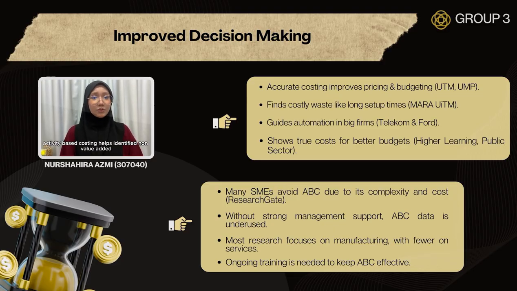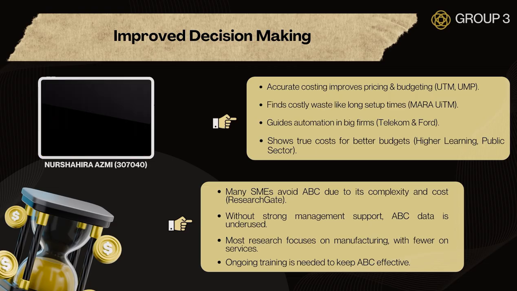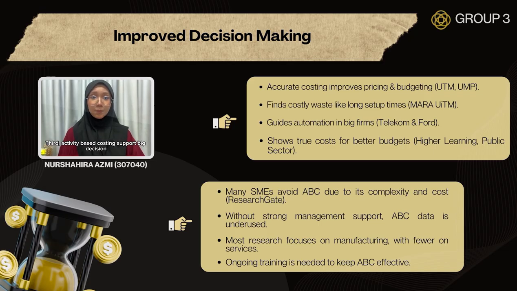Second, activity-based costing helps identify non-value-added activity, things that waste time or resources. This allows companies to cut costs and improve processes. Some Malaysian firms have even redesigned their operations and reduced overhead using activity-based costing. Third, activity-based costing supports big decisions like automation and outsourcing. This is really useful in industries like telecom and automotive, especially now with Industry 4.0 becoming more important. Lastly, activity-based costing improves cost transparency, especially in public services and education. It helps organizations use their budget more wisely and explain where the money goes.